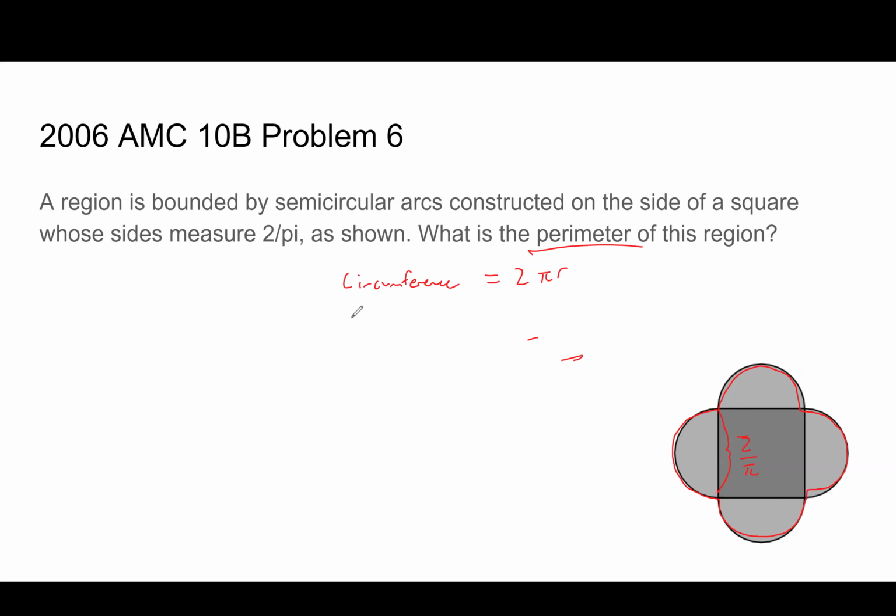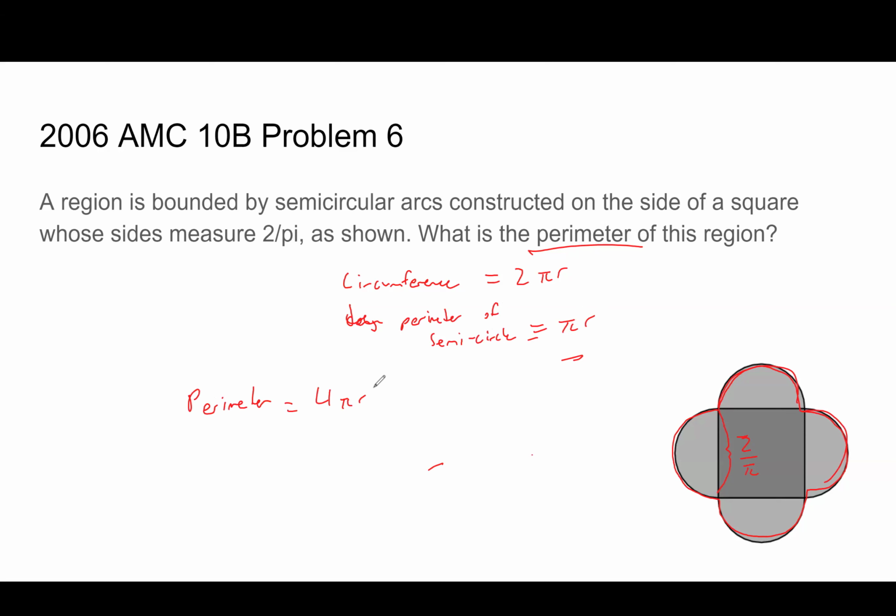So the length, or the perimeter, of a semicircle is just pi r, right? Now we have 4 semicircles here. So my total perimeter will just be 4 multiplied by pi r, right?